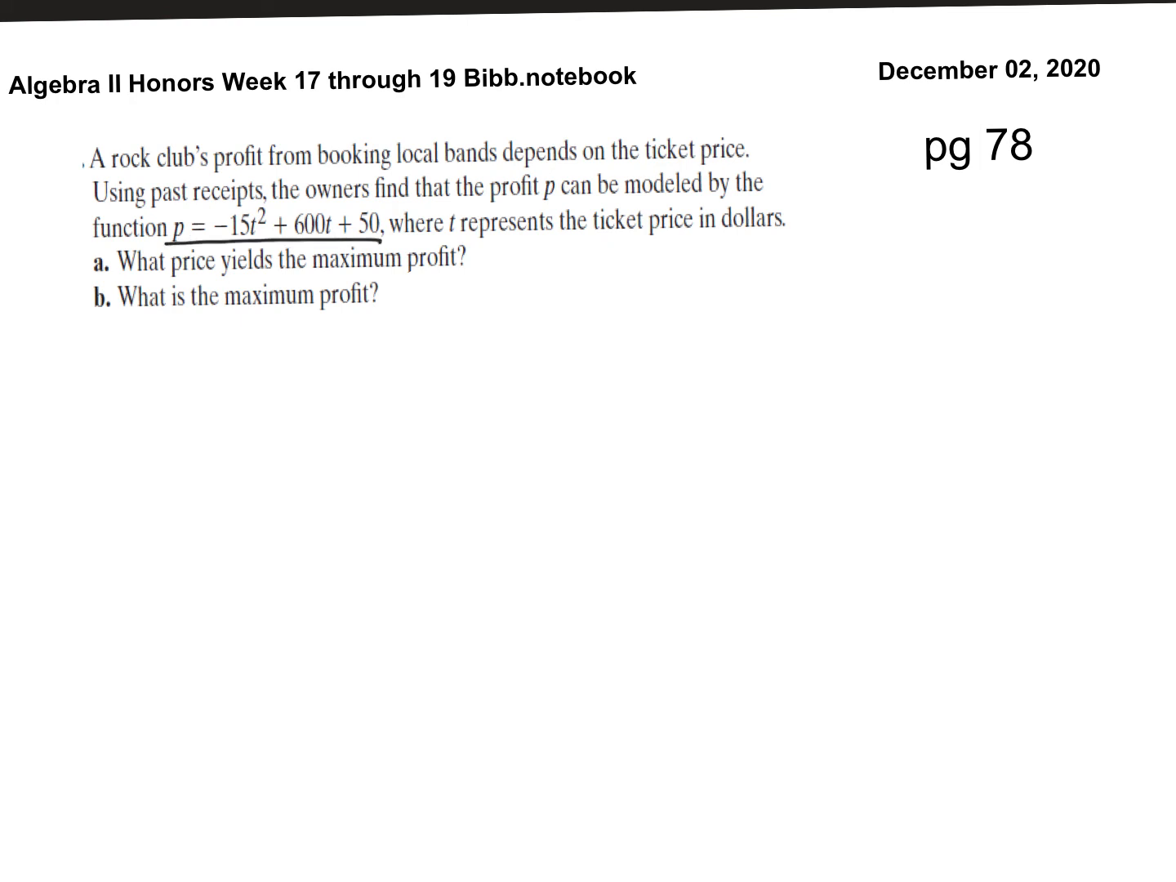A rock club's profit from booking local bands depends on the ticket price. Using past receipts, the owners find that the profit can be modeled by the function that's given there, where t represents the ticket price in dollars. A, what price yields the maximum profit? B, what is the maximum profit? So we're looking for the vertex of this function. P equals, group the quadratic and linear term together with parentheses.